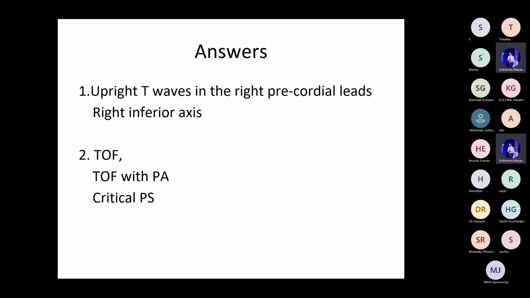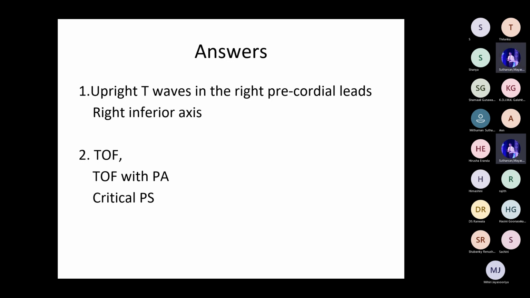So if you say tetralogy of Fallot, that's fine. Got it, everybody? So remember, upright T waves in the right precordial leads in a neonate or an infant is abnormal, or even for a child.